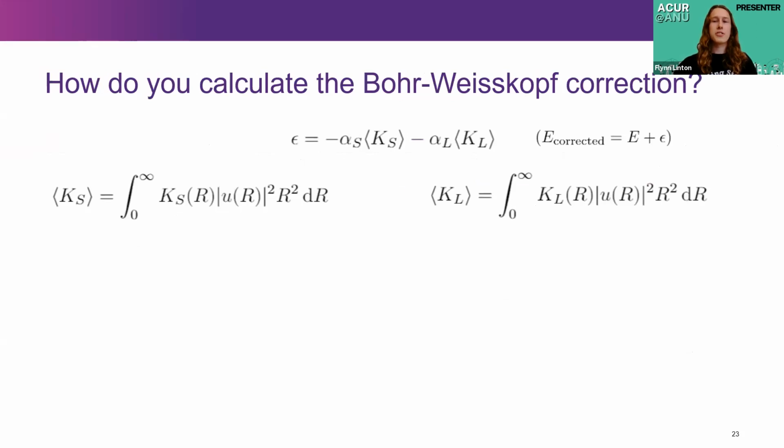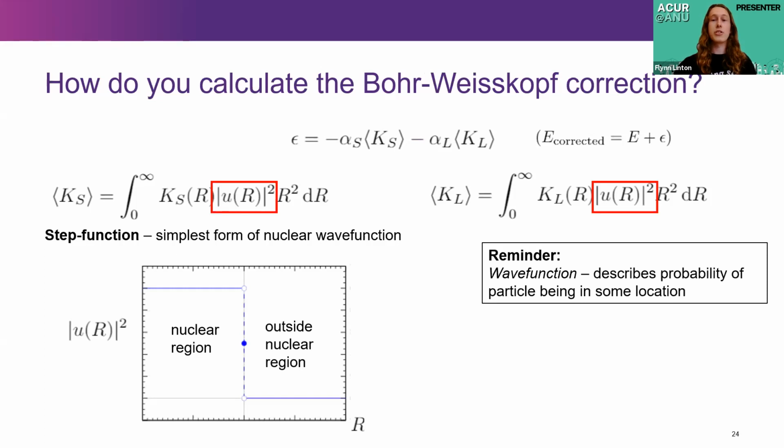So now that we've discussed what the Bohr-Weisskopf correction looks like, let's have a look at how we actually calculate it. So current methods for evaluating the correction generally use a very simple step function to describe the nuclear wave function. And the reason for this is because it's very easy to evaluate these integrals, the Ks and Kl terms, using a step function, since the wave function just goes to 0 after some point. So you don't actually have to calculate the integrals all the way out to infinity, and it's a lot computationally easier.